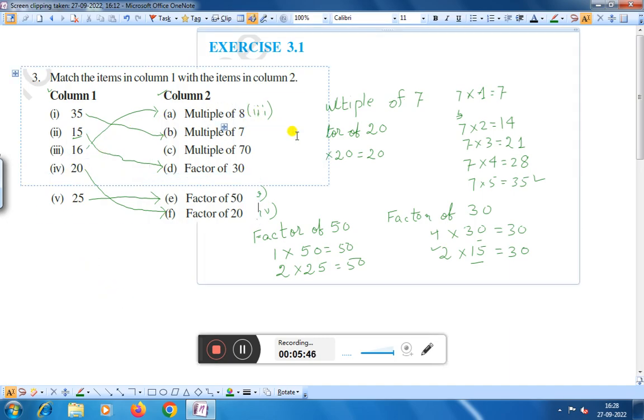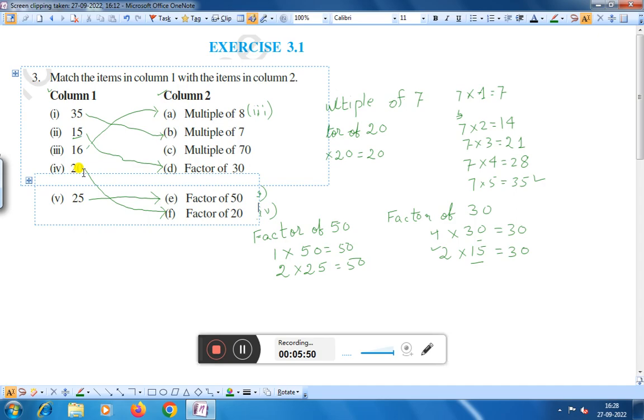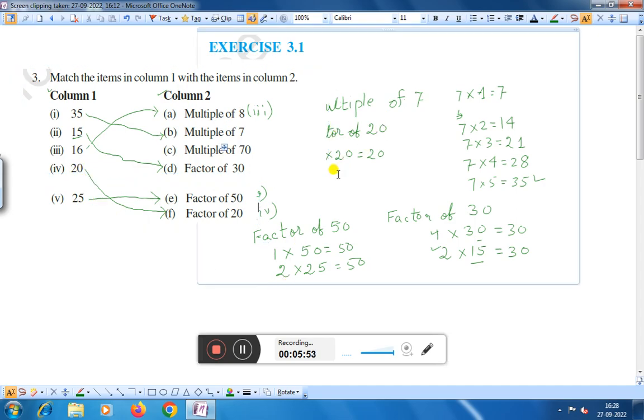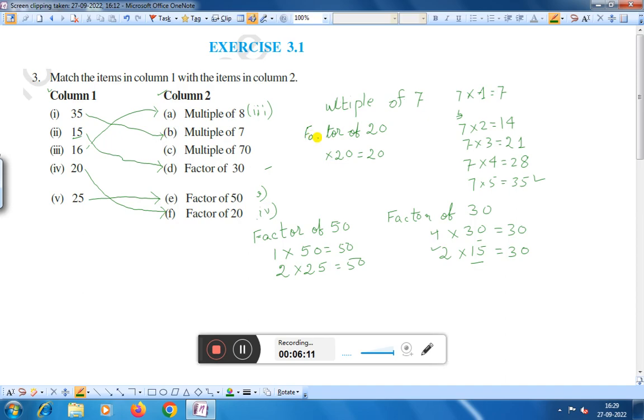Number 3 is 16. Okay. Multiple of 8, 8 1 is 8, 8 2 is 16. Therefore 16 is the multiple of 8. Next one is 20. If we find the factor of 20, then 1 into 20 is equal to 20. Therefore we can say that 20 is the factor of 20. The factor of 20. Therefore we are getting that 20 is the factor of 20.